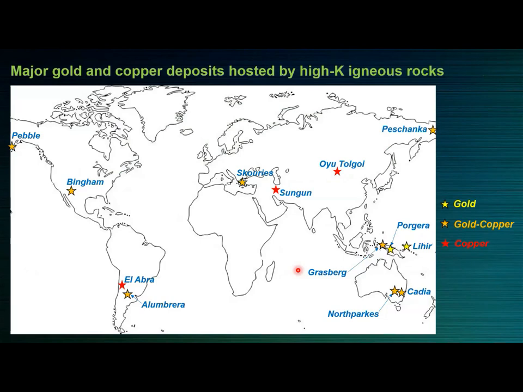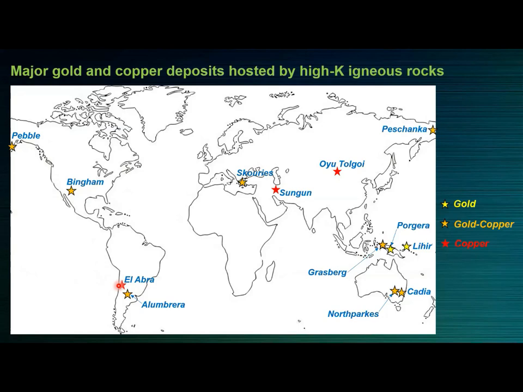And just to show you some backup for my statement that 40% of the really large porphyry copper-gold and epithermal gold deposits are associated with potassic calc-alkaline and shoshonitic intrusions. There are many examples for them. Let's start here in North America, Pebble in Alaska, for example, Bingham, which I will show a little bit more about later. Then in South America, we have El Abra. It's a very good example, and I will talk a bit more about that later.